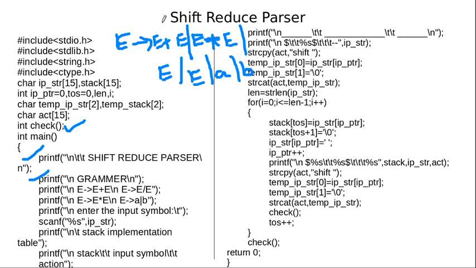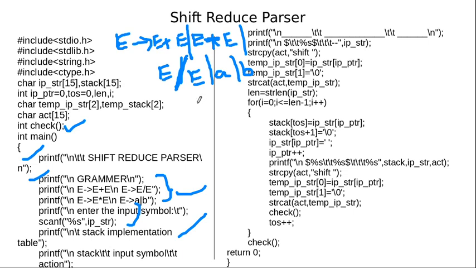This is our grammar. How many productions do we have? We have 1, 2, 3, 4 and 5. My dear, be careful, it is E by E, not the or. E by E, E plus E, E star E, a, or b. We have 5 productions, so I am displaying those productions. And also I am asking to enter the input string. That input string we are storing in ip_str, and then the stack implementation table.